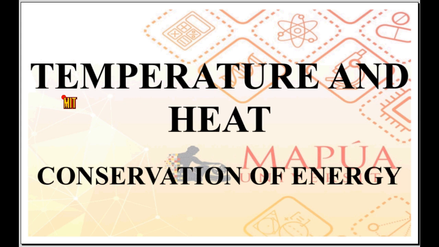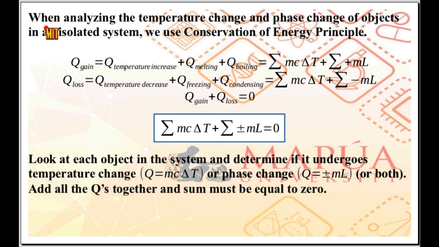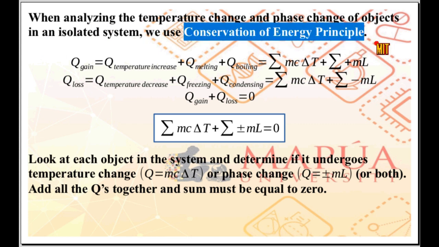Continuing with our discussion on temperature and heat, this time we have conservation of energy, in particular conservation of heat energy. When analyzing the temperature change and phase change of objects in an isolated system, we can use the conservation of energy principle.